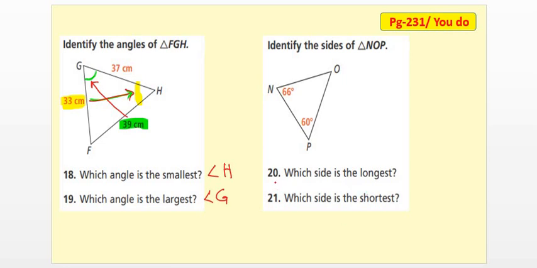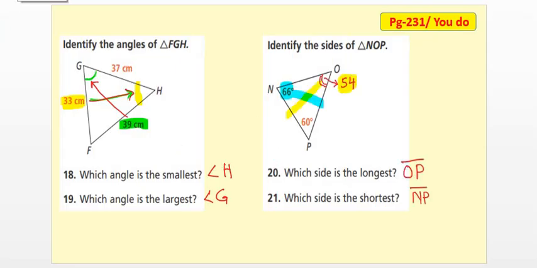Okay, now in questions number 20 and 21, they want us to identify the sides, the longest side and the shortest side. Better pause the video here. First find the third angle over here. When you know all the three angles, the smallest angle will have opposite to it the smallest or the shortest side. The greatest angle will have opposite to it the longest side. Better pause the video here, solve 20 and 21 on your own.